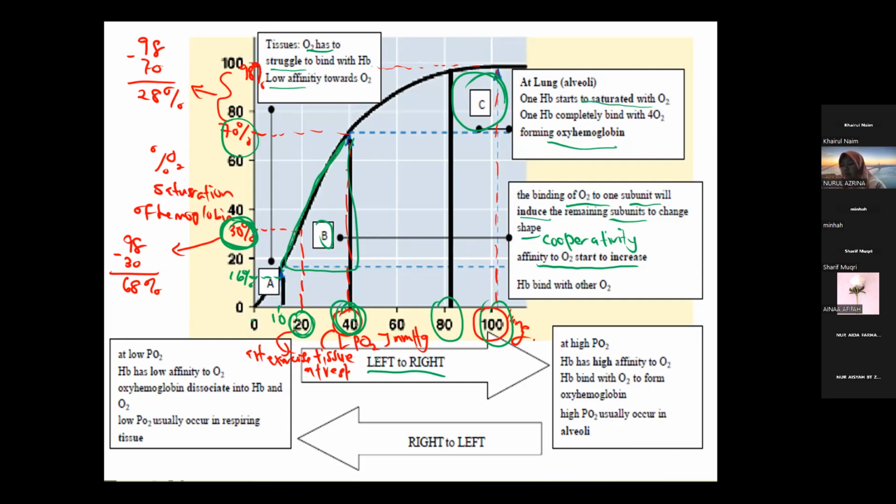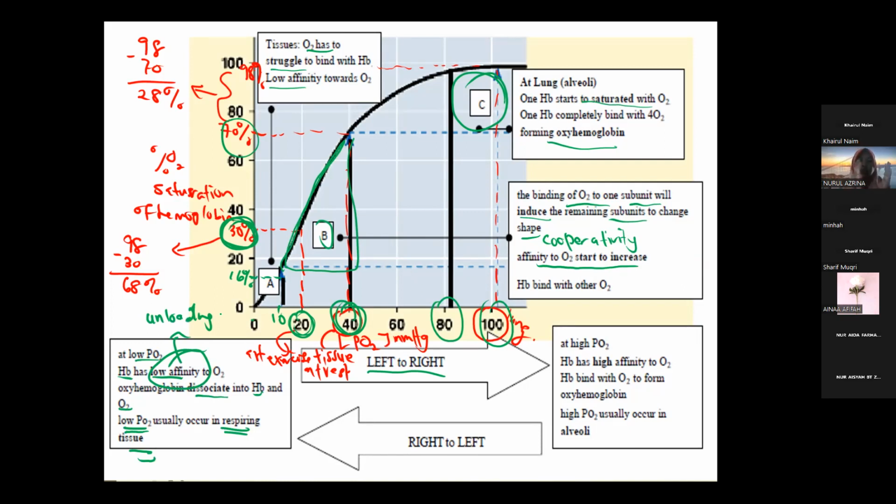Right? Okay. So as a conclusion, you can see at low partial pressure of oxygen, hemoglobin has low affinity for oxygen. Right? So oxyhemoglobin dissociates into hemoglobin and oxygen. So low partial pressure actually refers to respiring tissue. Low affinity maksudnya apa tadi? Hemoglobin has low affinity to oxygen maksudnya apa? Hemoglobin is more efficient in terms of loading or in terms of unloading the oxygen? Unloading. Yes, very good. In terms of unloading the oxygen at low partial pressure.